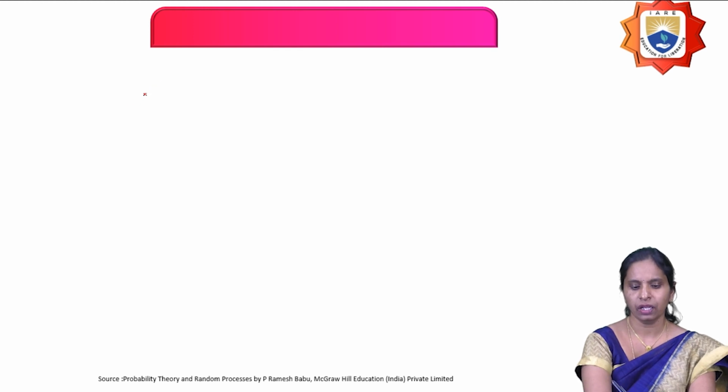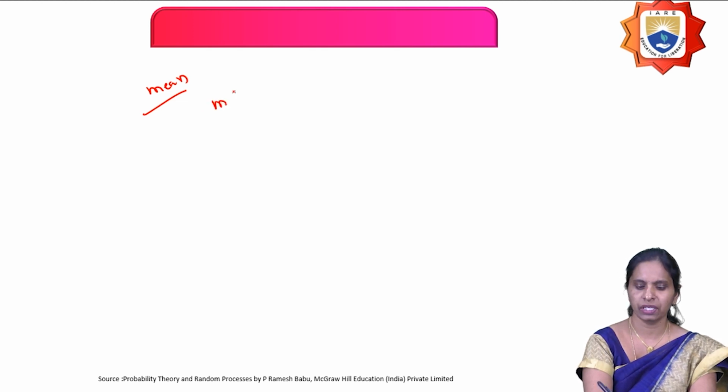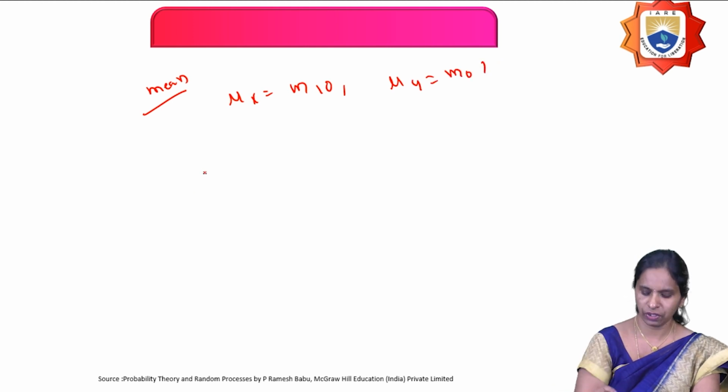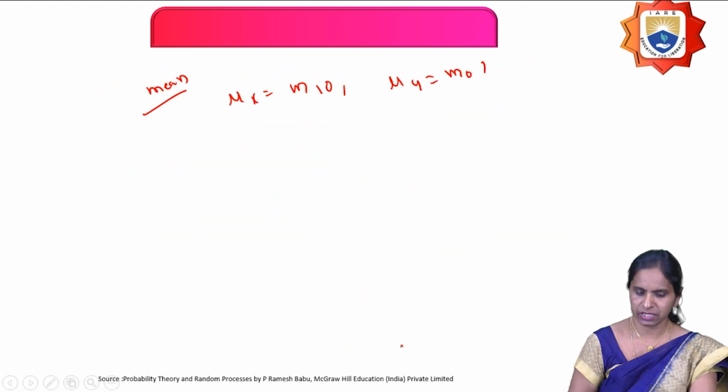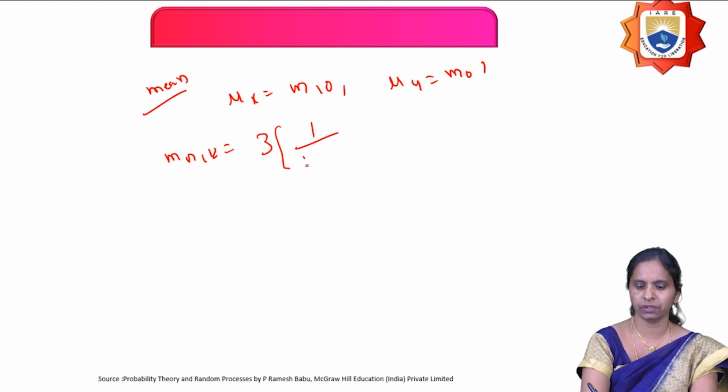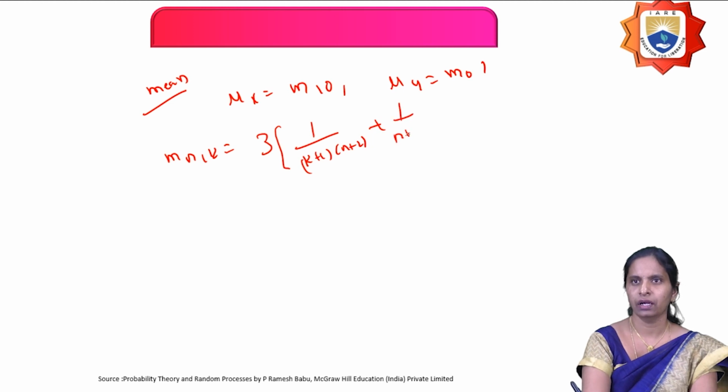Now for example, if they ask you to calculate the mean from this, how can you calculate the mean if you know the joint moment about the origin? The mean of x is nothing but m10, and the mean of y is m01. Now you know m n k. What is m n k here? M suffix n comma k equals 3 into 1 by k plus 1 into n plus 2 plus 1 by n plus 1 into k plus 2.